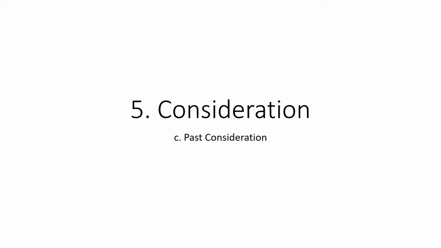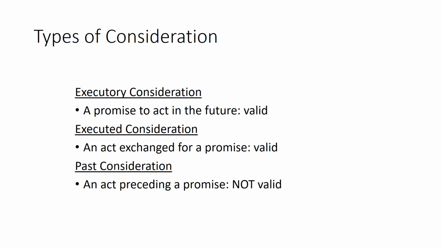This podcast is about different types of consideration and specifically past consideration. There are three types of consideration. There's executory consideration, which is a promise to act in the future. It is a promise to do, pay, or give something in the future. For example, A agrees to pay B in exchange for B doing something for A. You enter into the contract, A is going to pay in the future, B is going to do something in the future. This is valid consideration.